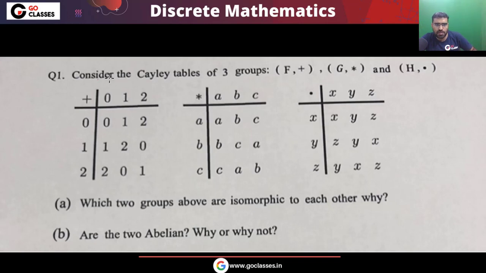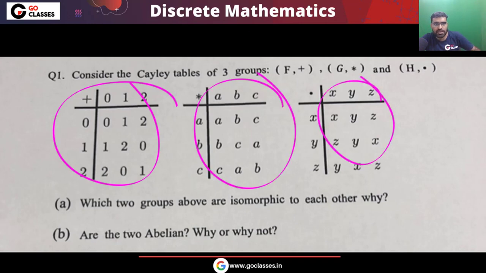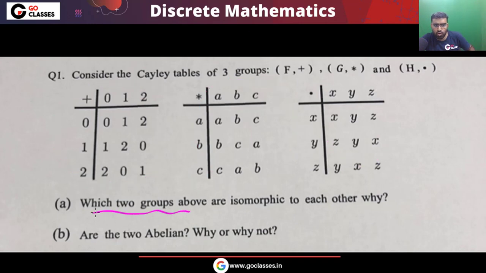Let's solve this question. Consider the Cayley tables of three groups. Three groups are given to you: F, plus; G, star; H, dot. So three Cayley tables are given to you, and the question is asking which two groups are isomorphic to each other and why.